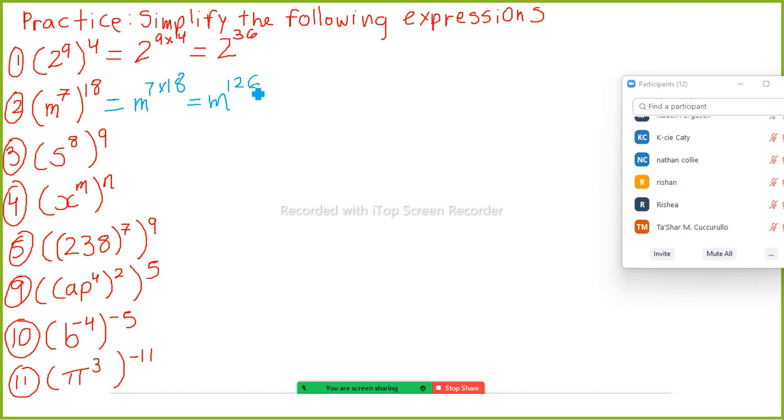Very good. So remember the rule says if we have a base to a power, and we have a power all on the outside, we can multiply the powers. Very good. Number 3 goes to Nathan. What do we have for this one, Nathan? So we have s to the power of 8 all raised to the power of 9. So what is that?